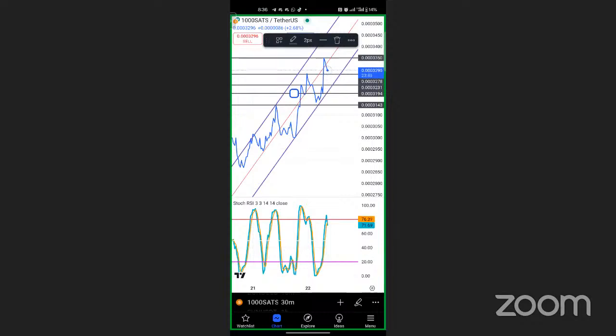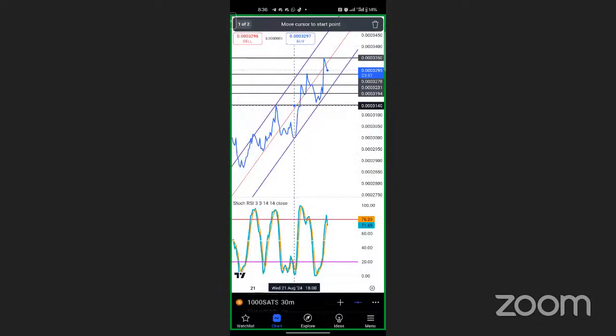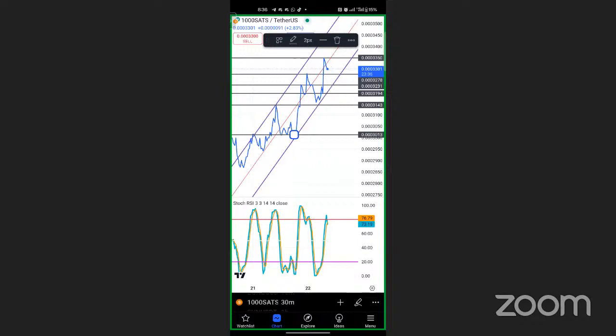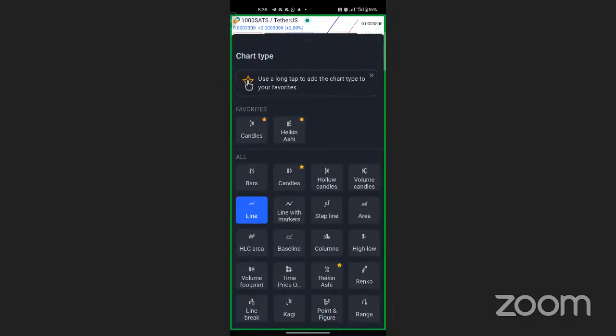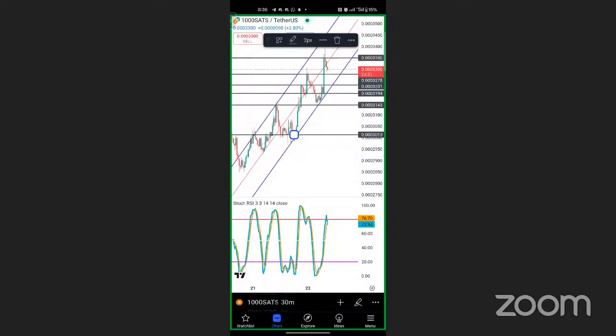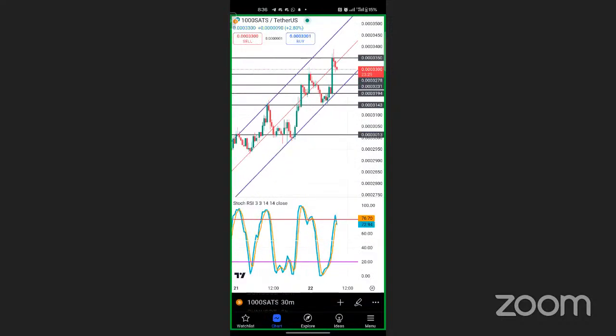Now let me remove this for you and give you a sample space. Let me draw several. Wherever it touches my line, I draw the line. Now let me turn this back to a chart. Does my chart look nice? Yes, good.